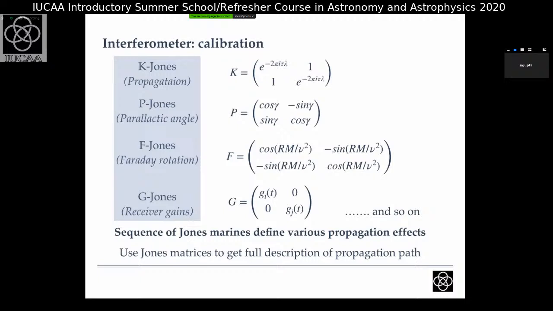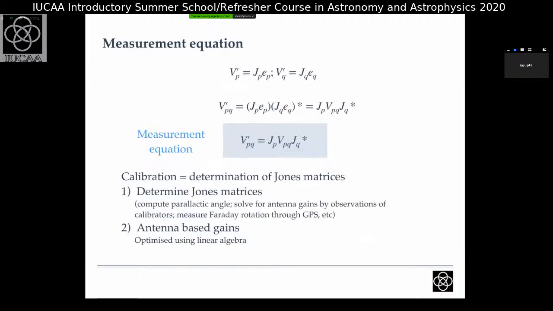Then as the radiation passes through ionosphere, I can have Faraday rotation that's represented by F Jones matrix. Then I have G Jones, which is representing gains of the antennas. So you can see that they all have different properties. Some of them commute with each other, some of them not. But I can stitch all of them together in the order in which they come into play. And then if I can measure them or solve for them, then by applying them, I can recover my true visibilities. And that's how it is done.